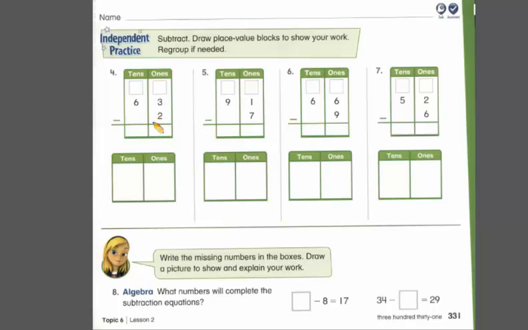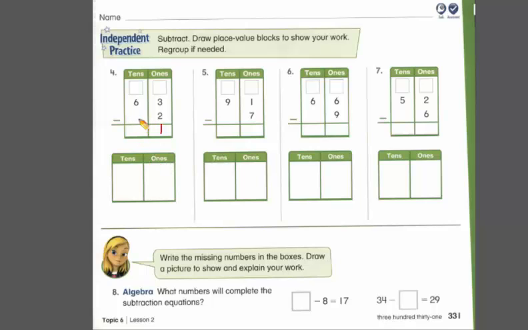63 minus 2. Ask yourself first, can I subtract 2 from 3? Is 2 greater than 3? No, 2 is lesser, so I can subtract. When the ones in the first number are greater than the ones in the second number, there is no need for regrouping. I have enough ones to subtract. So I will subtract 3 minus 2. 3 minus 2 equals 1.